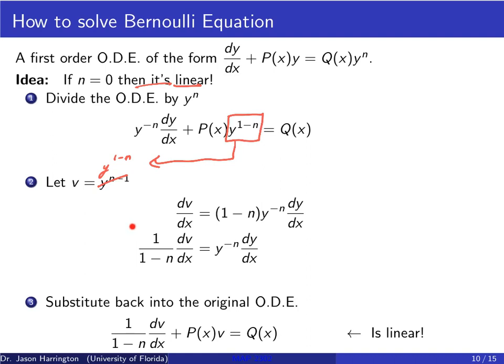If you substitute the dy over dx back in, let me actually highlight that. If you substitute this back into the original, this whole term just becomes 1 over 1 minus n dv over dx. And this little guy just becomes v. And then you have a q of x. And that turns into something that's completely linear. And you solve it just like it was linear. Okay, so let's work it out.